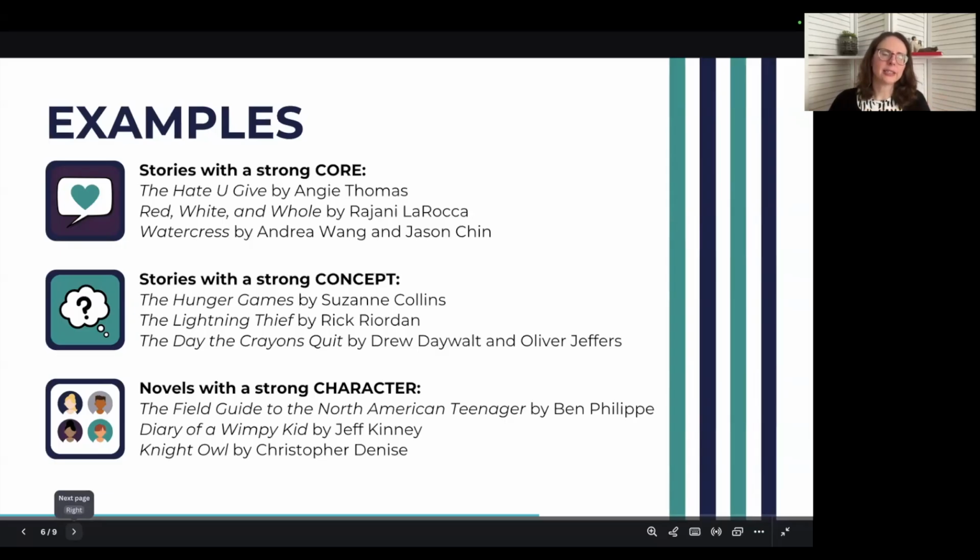Once it's in the hands of a reader, we can't really say what we want them to take away from it. But if we have a strong core in mind for ourselves while we are writing it, that will be what makes sure that the story will remain true and cohesive. So let's look now at some stories with a strong concept.